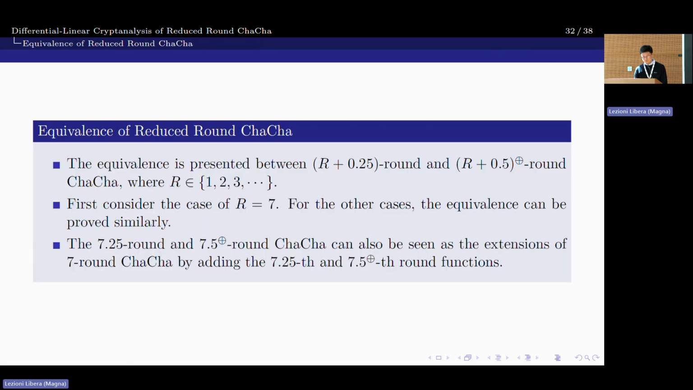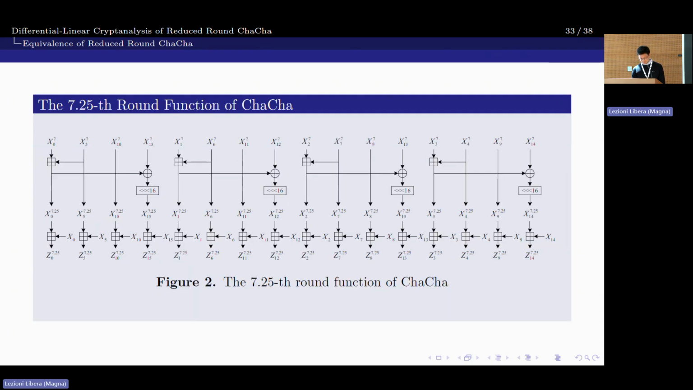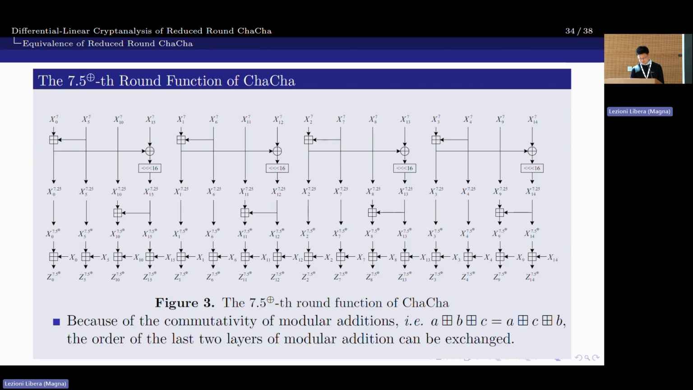Finally, we give a proof on the security about the equivalence of round reduced Cha-Cha. We proved the equivalence of security between R plus 0.25 rounds and R plus 0.5 plus rounds. The reason is that in the last two lines, the modular addition can be exchanged.